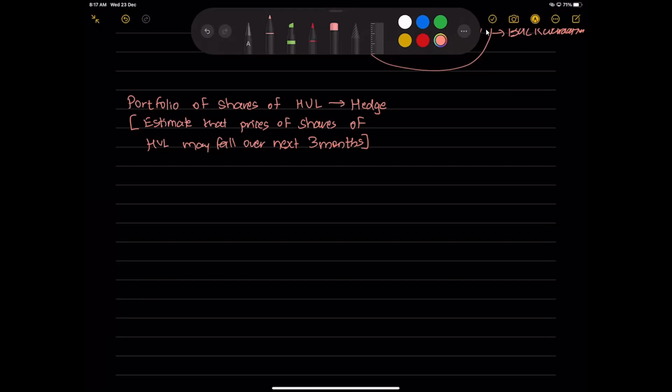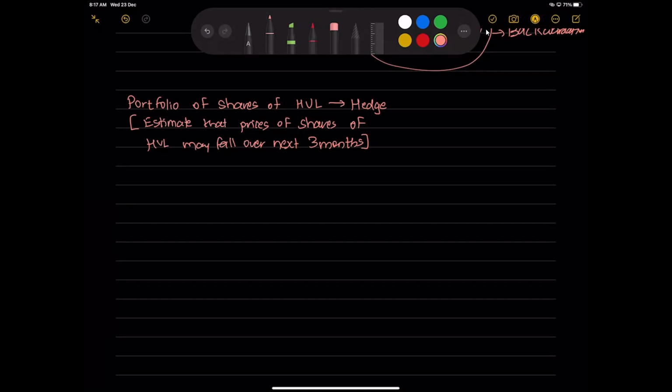and if you're not able to maintain the balance value of it, then quite likely the portfolio value may fall and accordingly the mutual fund's NAV value may also fall. So we want to hedge these shares for the next 3 months.